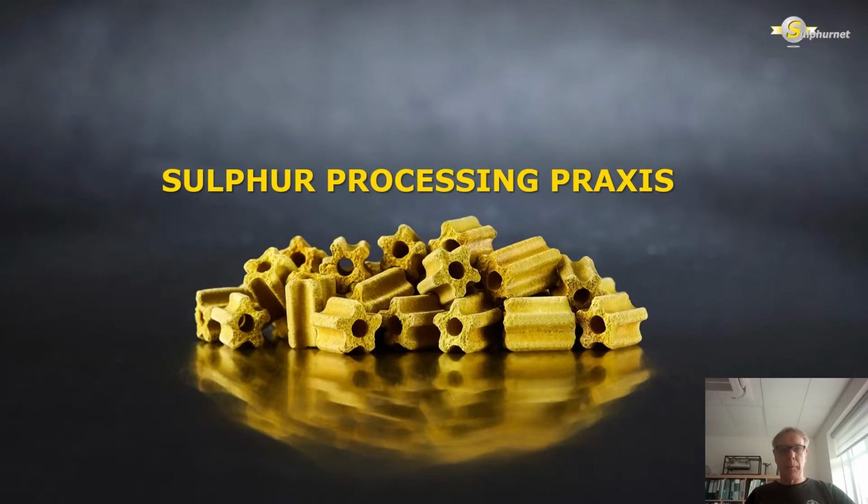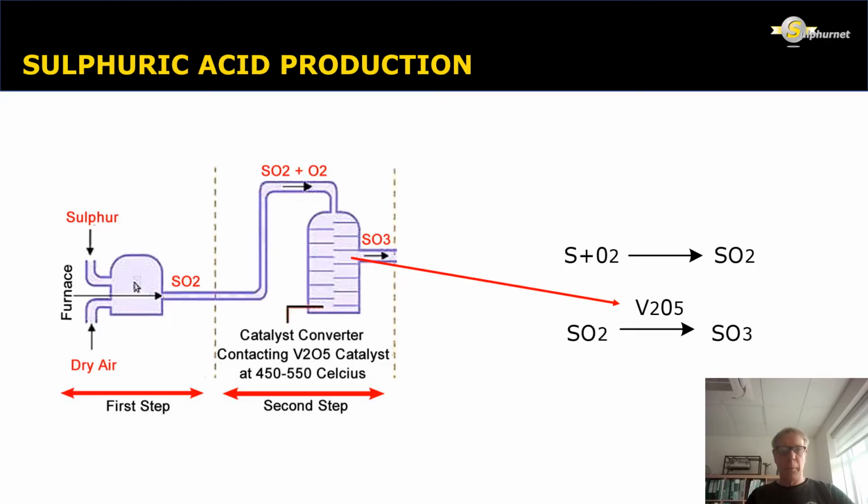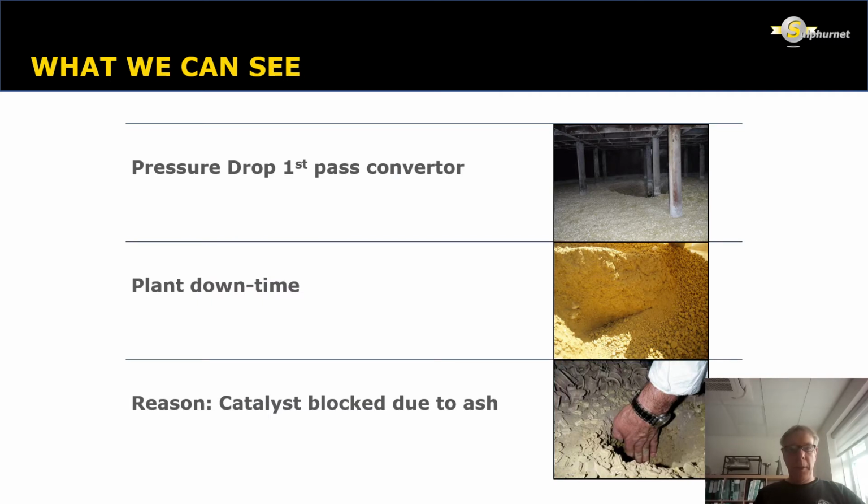If you look at the sulfur processing in practice, we see that we have sulfur entering the furnaces where it's mixed with oxygen or dry air to produce SO2. This SO2 is going to the converter, where on the top bed we have a vanadium pentoxide catalyst where the SO2 is converted to SO3. This SO3 is used to produce the sulfuric acid.